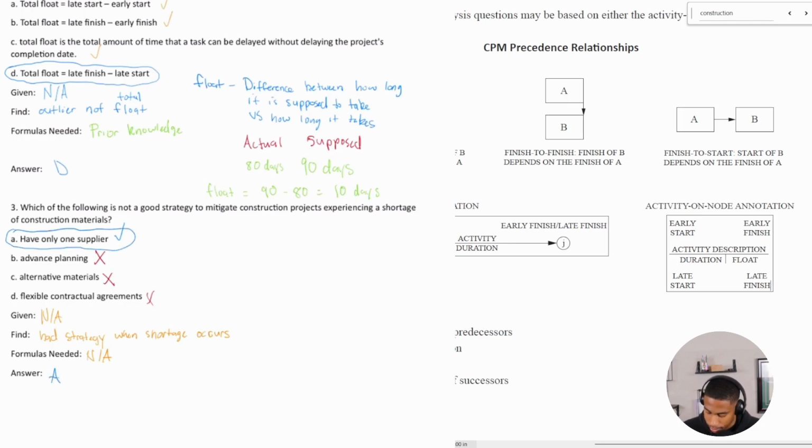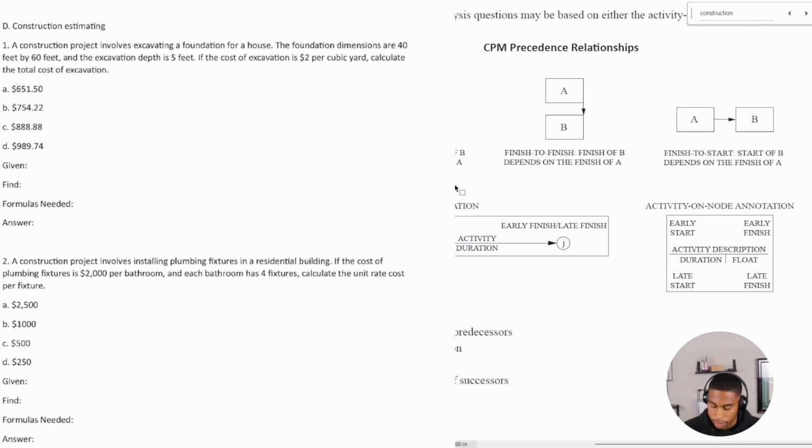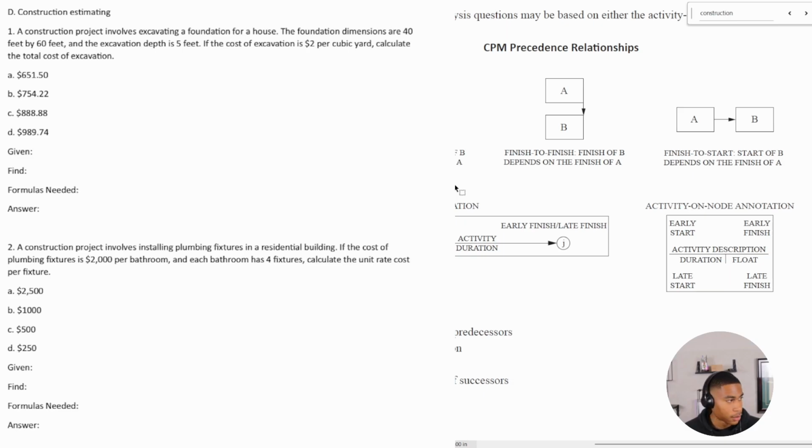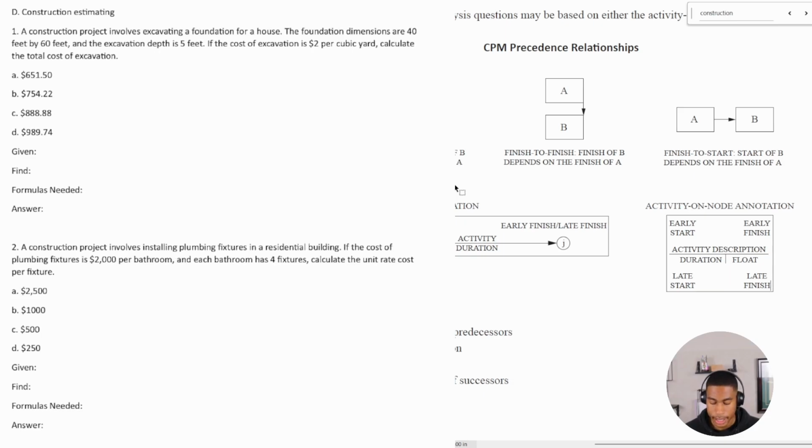And just in simple terms, you don't want to put all your eggs in one basket, and that's what this is kind of going through. So this concludes this section of the construction engineering review. In the next video, we're going to be looking at some construction estimating.